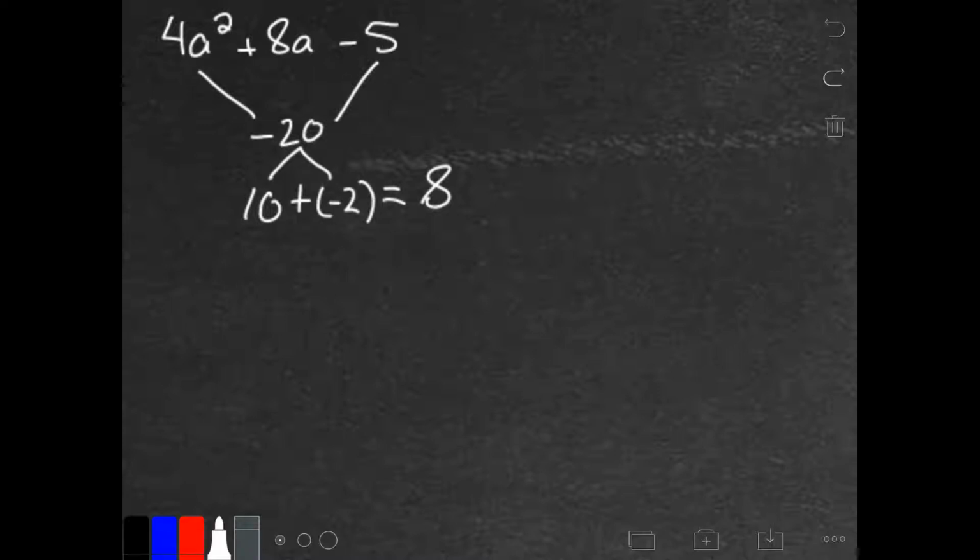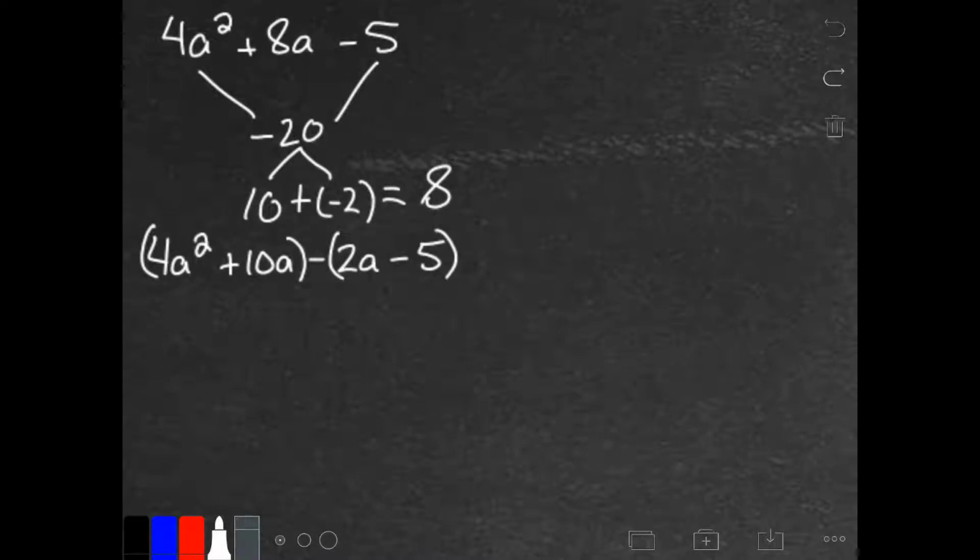Let's rewrite our trinomial as a 4-term polynomial: 4a squared plus 10a minus 2a minus 5. Go ahead and group. What can I factor out of 4a squared and 10a? Well, I can factor out a 2a. And what's left over when I factor out a 2a? Well, 2a plus 5.